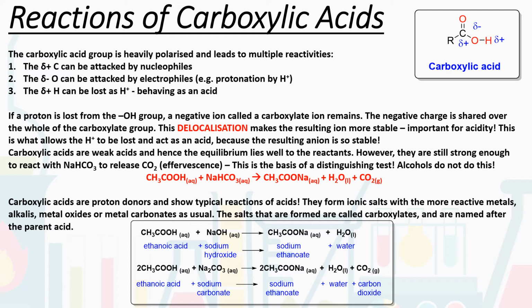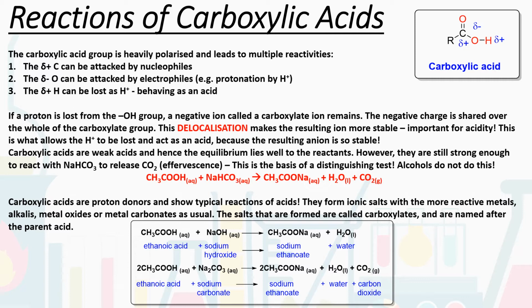However, they are still strong enough acids to react with things like sodium hydrogen carbonate to release CO2. So this is our general reaction of an acid plus carbonate to give us salt, water, and CO2. The release of CO2 is quite often called effervescence, and this is the basis of another distinguishing test. Alcohols don't do this, so we can tell the difference between a carboxylic acid OH and an alcohol OH group in essentially how acidic they are. This could be very useful if, for example, we want to tell the difference between two solutions that we know either contain a carboxylic acid or an alcohol, but we're not sure which is which.